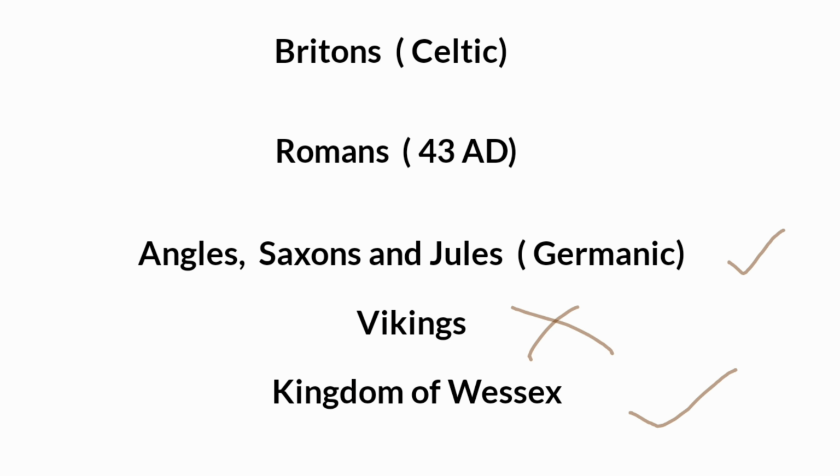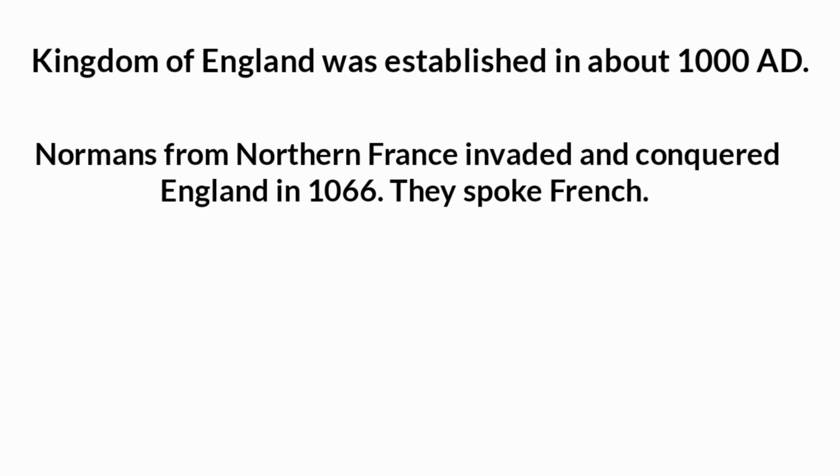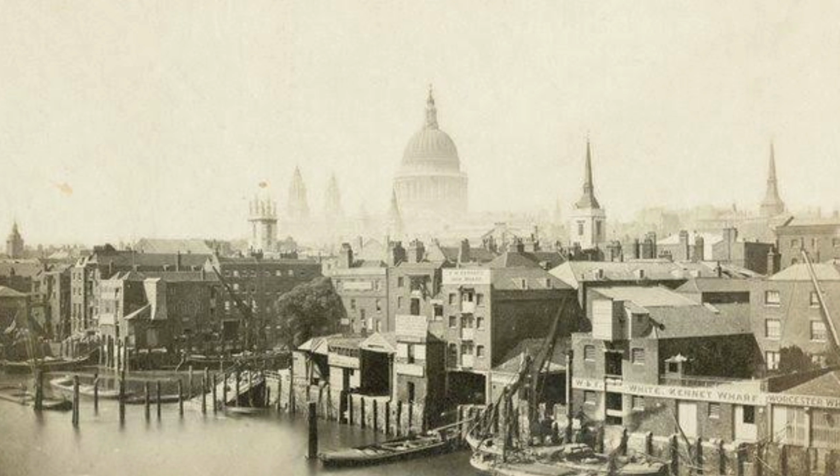Eventually, the Kingdom of Wessex won, uniting the Anglo-Saxon kingdoms and driving out the Vikings. And the Kingdom of England was established in about 1000 AD. This wasn't long before they were invaded again though. The Normans from northern France invaded and conquered England in 1066 and they spoke a form of French.